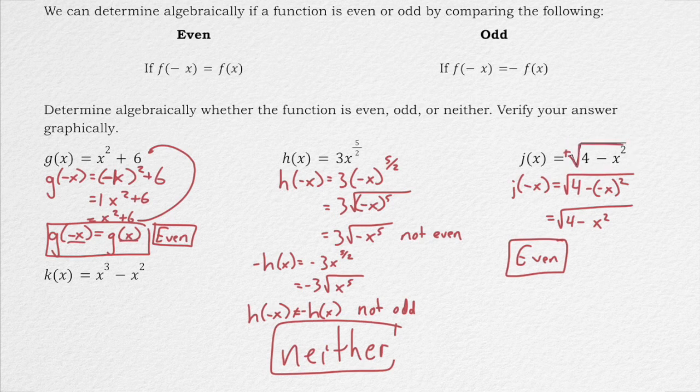It's just the positive square root, which means it's just the top side of the circle, but that makes sense why it's an even function then, because it would reflect exactly on the left and the right side. Alright, now let's look at k of x.